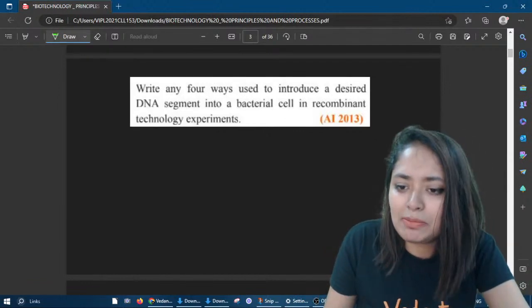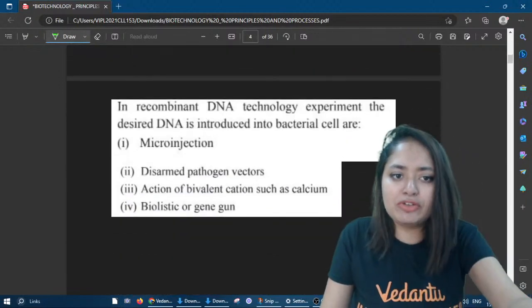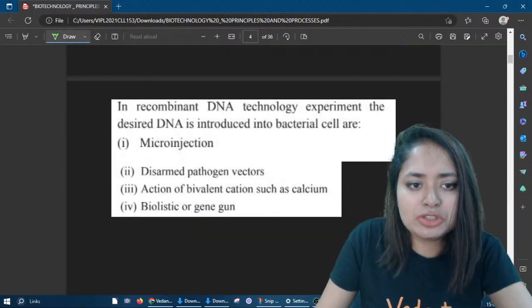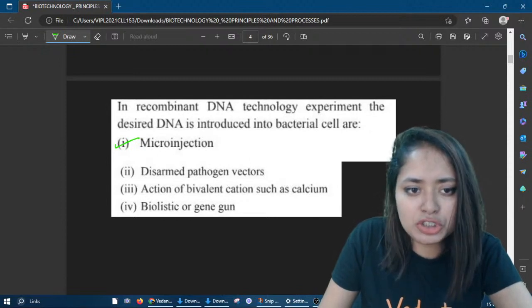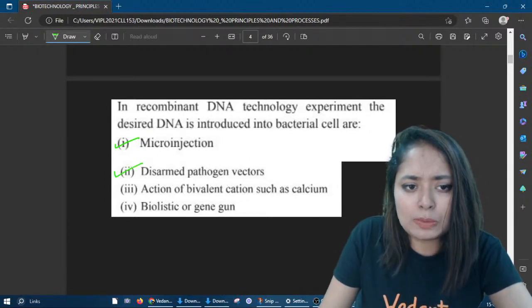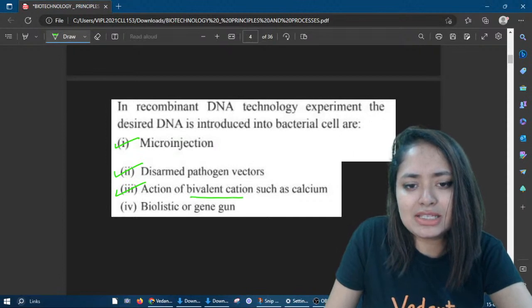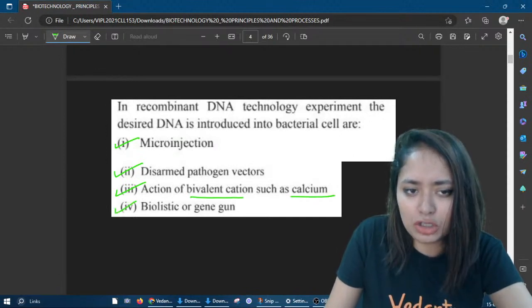So very important. Let me tell you the answer. I'll not wait for you people. I'm telling you the answer. Option 1, microinjection. Option 2, disarmed pathogen vector. Option 3, action of bivalent cations such as calcium. Option 4, biolistic or gene gun method.